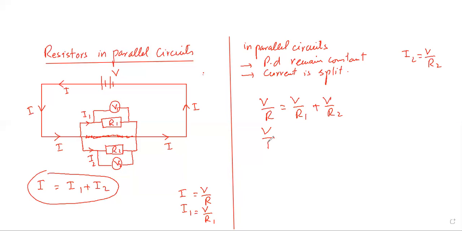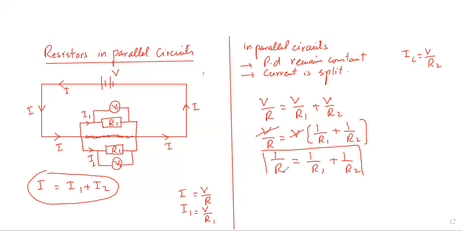Okay. So what I can do from the right side, can I take V as common? And we are left with 1 over R1 plus 1 over R2. Is that fine? This V and V cancel out, so we are left with 1 over R is equal to 1 over R1 plus 1 over R2. This is the combination we are normally using in parallel circuits. Is that okay? Right?